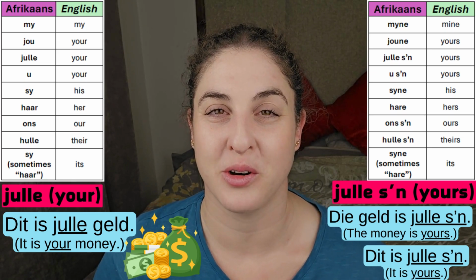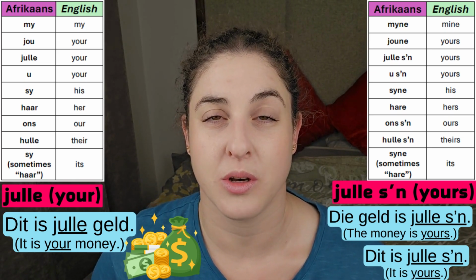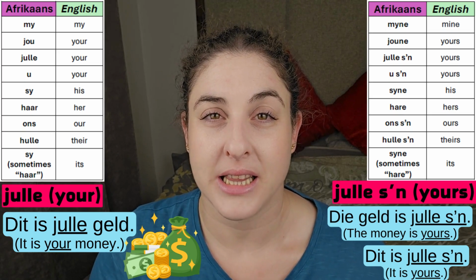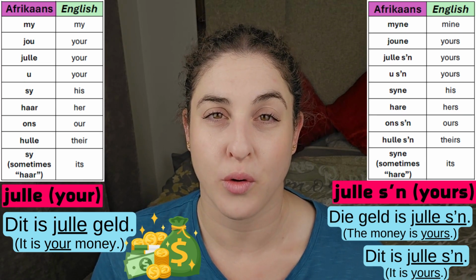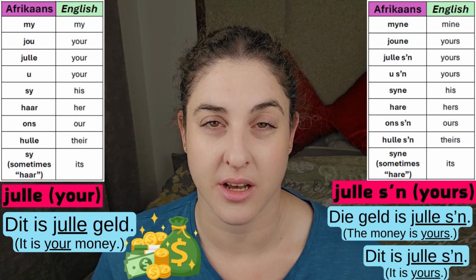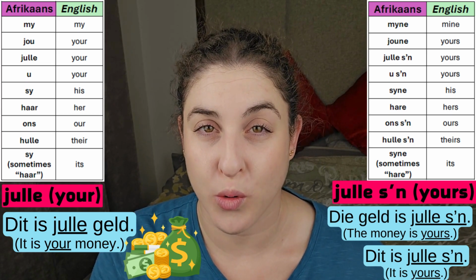Okay, so moving on to the next example. "Julle", which in English is also your. "Dit is julle geld." It is your money. And then on the other side, "julle sin", which is yours.